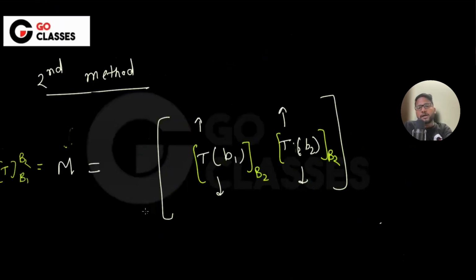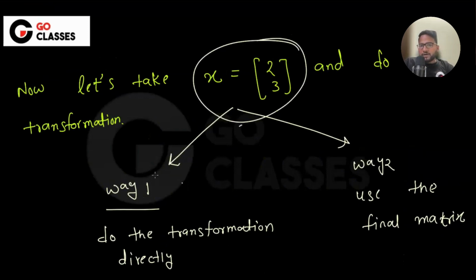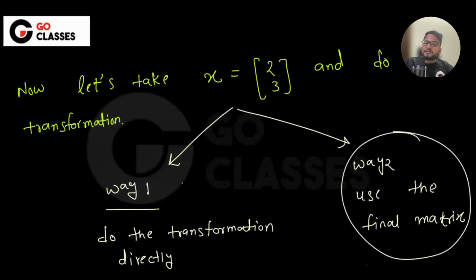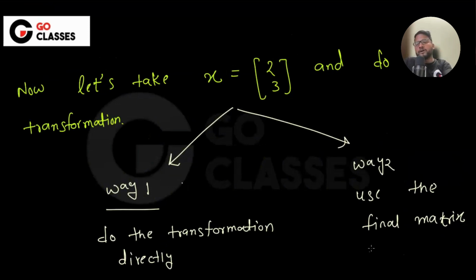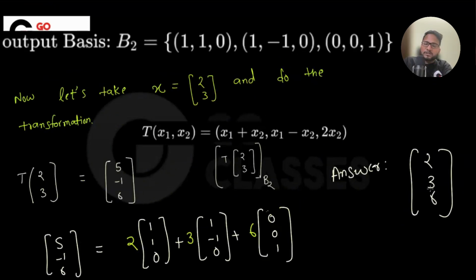Now I want to check for any arbitrary vector, x2 3, is this transformation matrix good one or not? So for that, I again did two ways. Way one is that since this is in the standard basis, I can directly use this way one, which means I can directly do the transformation on this, and then I can represent the final vector in B2. Then if I do this, I'm getting 236.